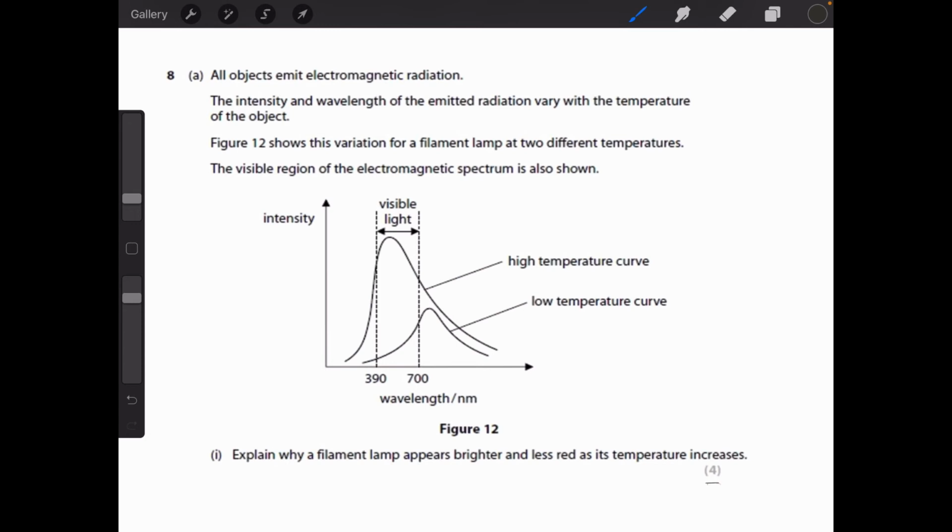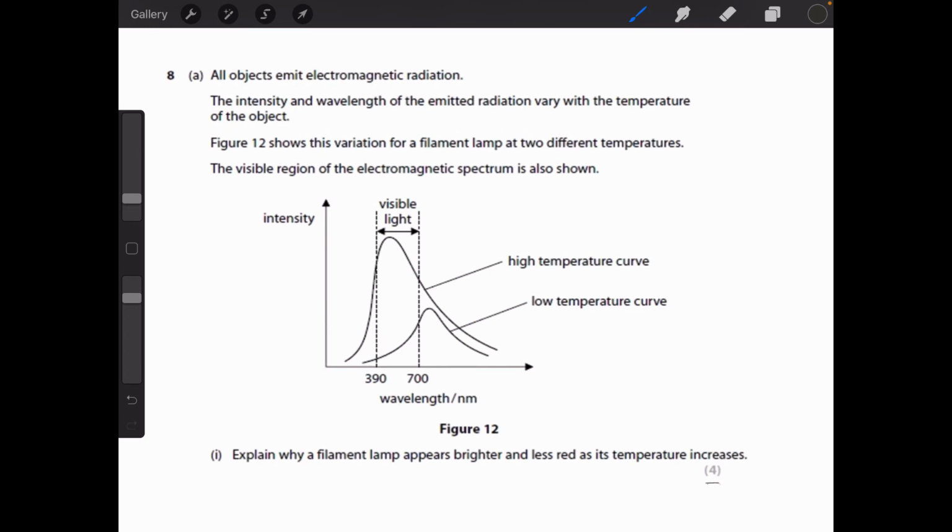which aren't specified for us, we're just told the lower temperature and the higher temperature, but it's exactly the same as that first graph, right? It's wavelength, this time in nanometres, on your x-axis, and intensity on the y-axis with no units attributed to it because you don't have to know at GCSE, it would be watts per metre squared. So this is the temperature curves, and it's asking why is the filament lamp appearing brighter and less red as its temperature increases. So it's asking you to link that idea to this data.